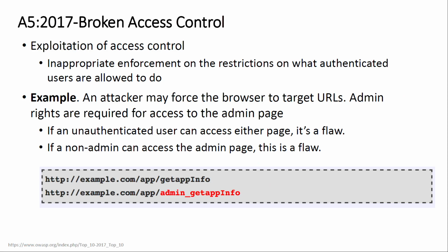Okay, let's move on to the fifth one, which is broken access control. Exploitation of access control is the problem here. Inappropriate enforcement of the restrictions on what authenticated users are allowed to do. For example, an attacker may force the browser to target URLs. Admin rights are required for access to the admin page. If an unauthenticated user can access either page, it's a flaw. If a non-admin can access the admin page, this is a flaw.